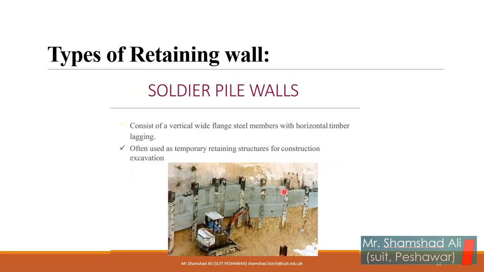Soldier pile walls. As you can see in this picture, first the steel piles are installed, and in between, horizontally, concrete panels or wood panels are installed. It consists of vertical steel members with horizontal timber lagging. It is often used as a temporary retaining structure for construction excavation. It is almost always used as a temporary structure.